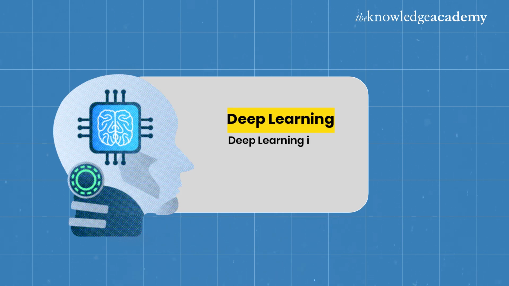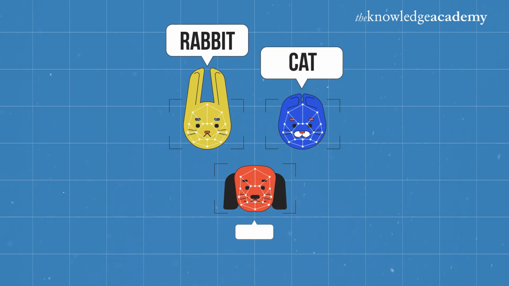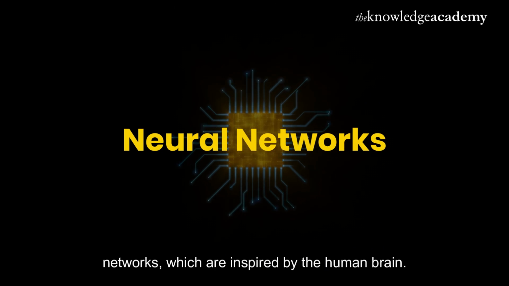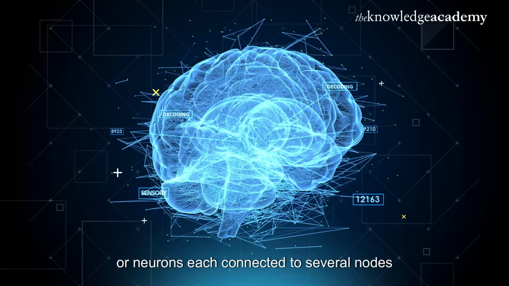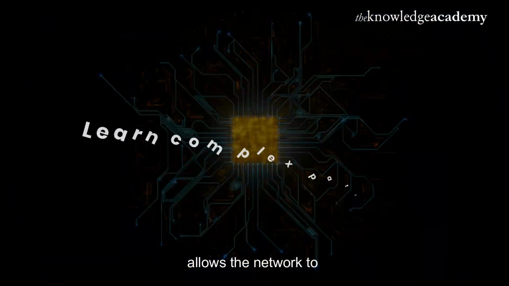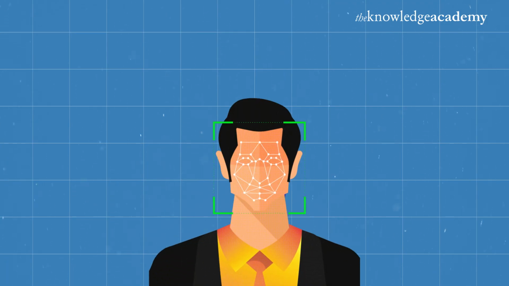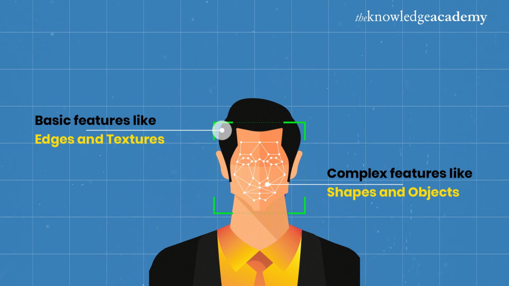Deep learning is a subset of machine learning that uses neural networks with many layers, mimicking the way our brains work to process information. It's particularly powerful for tasks like image and speech recognition. Deep learning uses structures called neural networks, which are inspired by the human brain. These networks consist of layers of nodes, or neurons, each connected to several nodes in the next layer. This layered structure allows the network to learn complex patterns in large amounts of data. For instance, in image recognition, the first layers might identify basic features like edges and textures, while deeper layers recognize more complex features like shapes and objects.